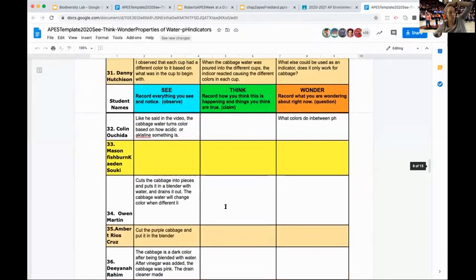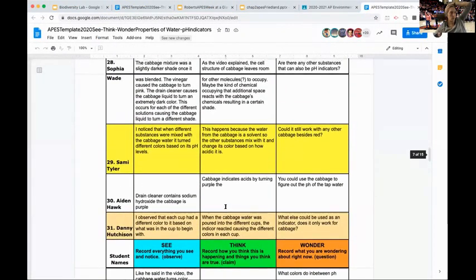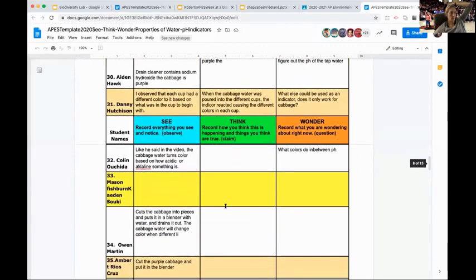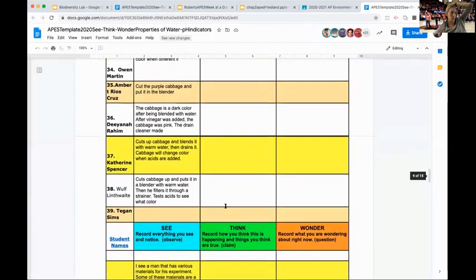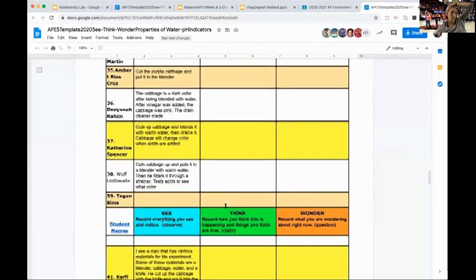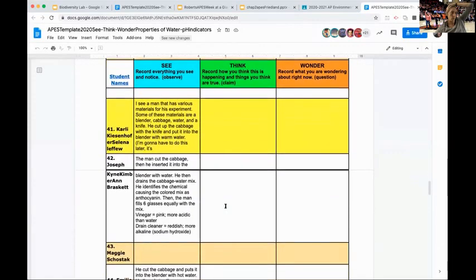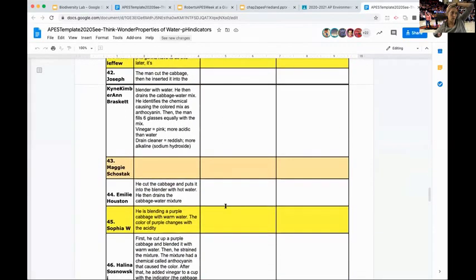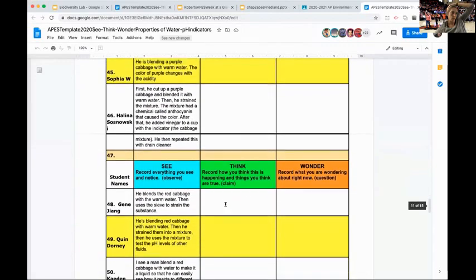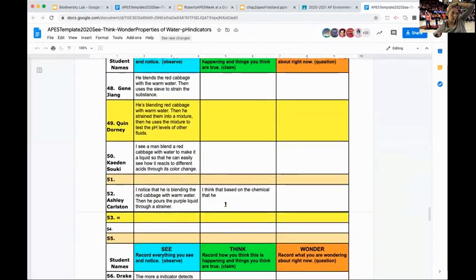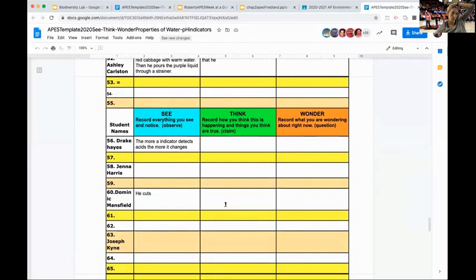I'm just looking through some of your guys' answers and what you're writing. So I see Colin and Owen, Dijana, Wolf, Carly, good. Emily, Sophia, Helena, Jean, Drake.